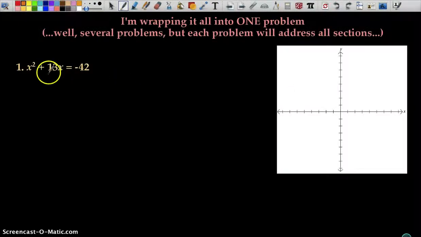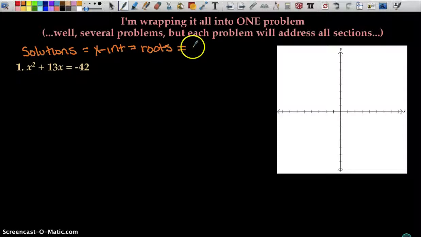Alright, so this first problem right here, x squared plus 13x equals negative 42, and if we are asked for the zeros or the roots or x-intercepts, remember those are all the same. Another question that you may see is how many solutions are there, which is the same as x-intercepts, the same as roots, and oh no, I lost it. Oh, zeros. I had a brain fart.